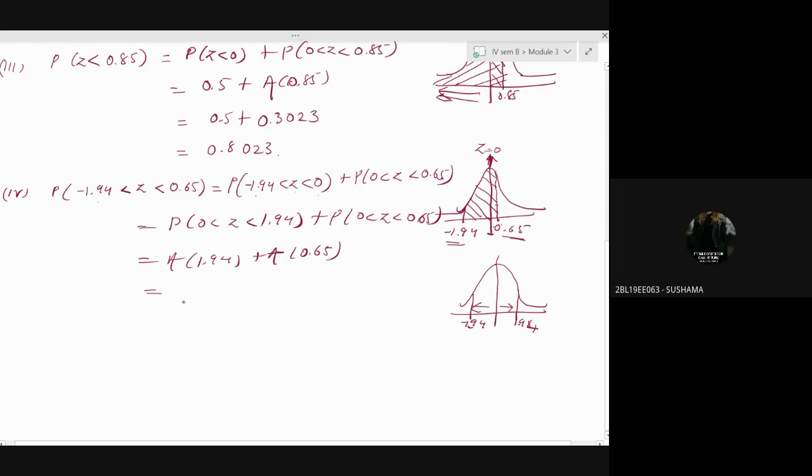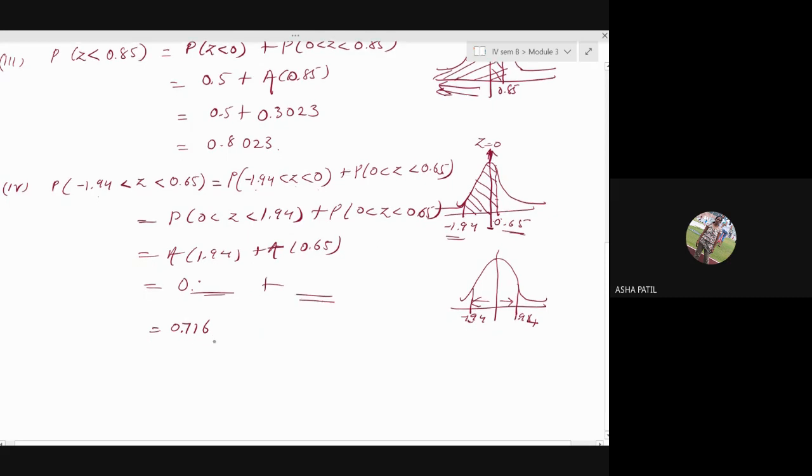It is 716. Is that the final value you are telling or only 1.94? Final, ma'am. How much? 0.716. Check out others. Add these two values. The final answer is 0.7. You should know which region is to be taken correctly. So once you know the region, the table will give you the answer.